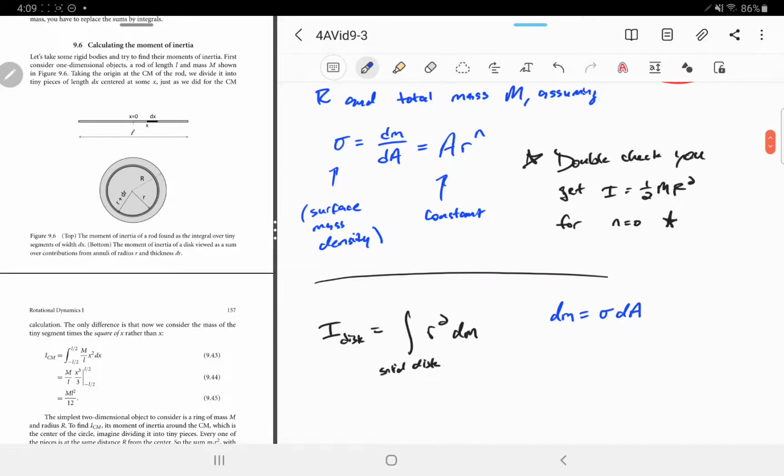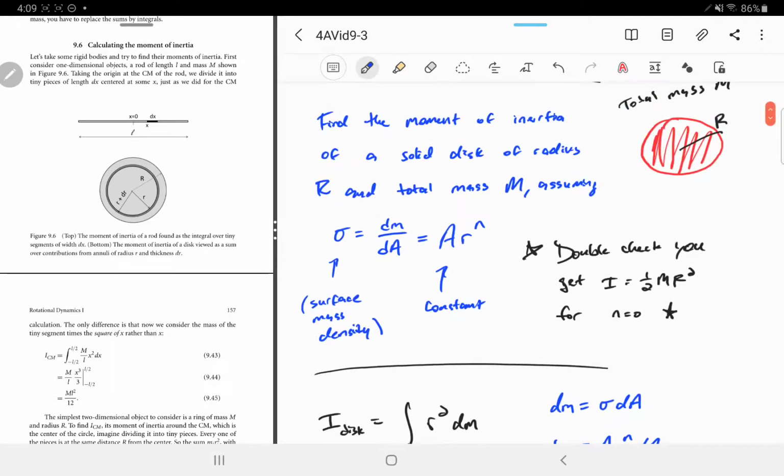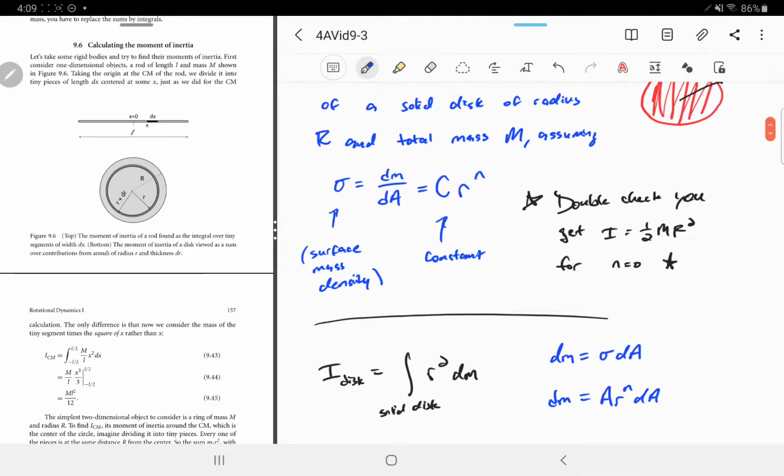Okay, so all I did was take this and multiply both sides by dA. Then sigma is also equal to a times r to the n dA, so dm is equal to a r to the n dA. Sorry, I'm going to call this constant something else, just because A means area here, so I don't want the constant to be the same symbol that I'm using for area. So we're going to relabel that C.